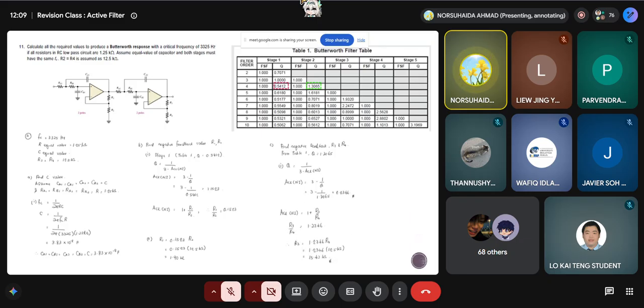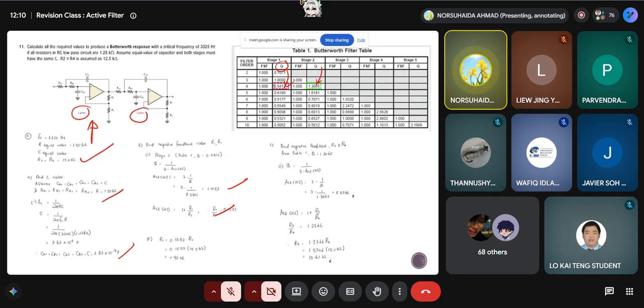So for this one, we have the fourth order. This is 2 pole, this is 2 pole. So we have two values of Q, Q1 and also Q2. The calculation is the same. Extract all the information for the first one, 2 poles. So you get all these values. Then when you calculate everything, we move to stage number 2.